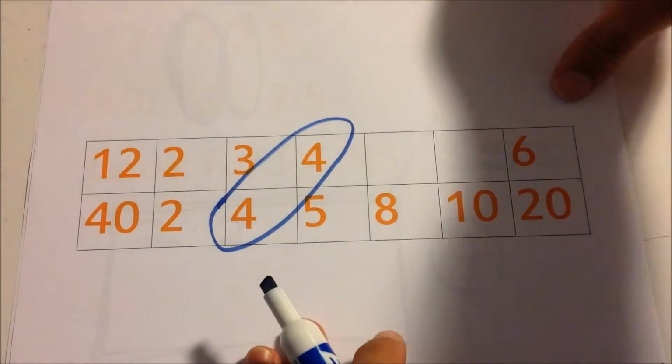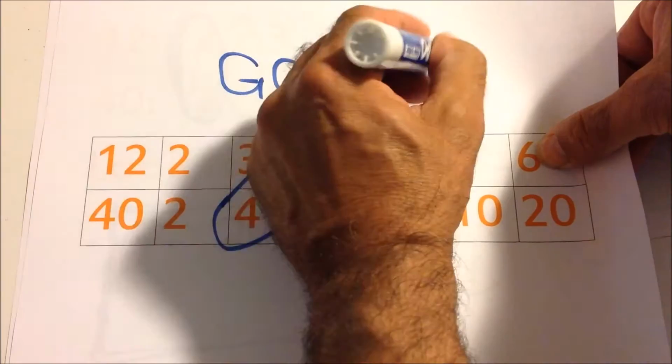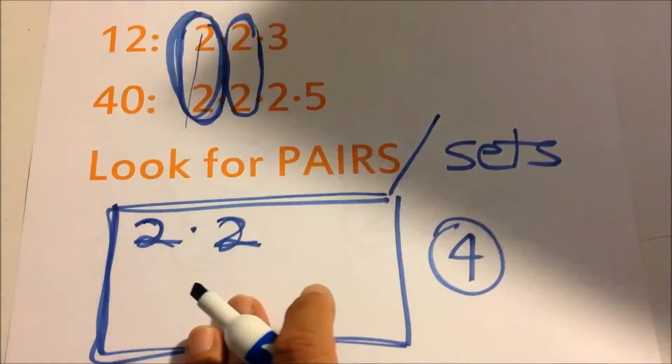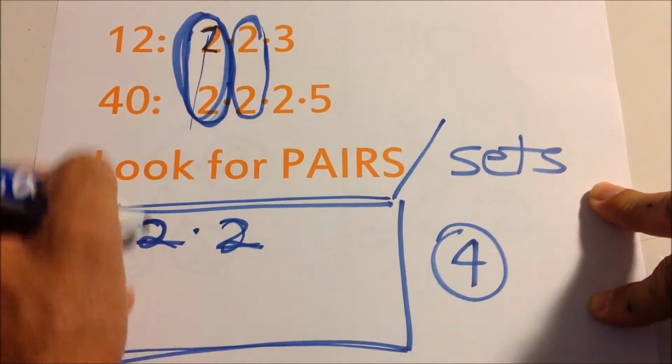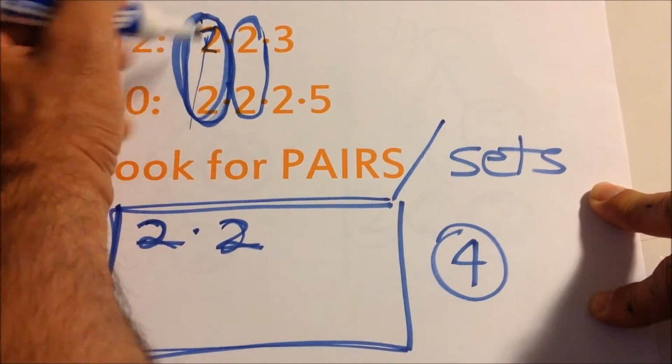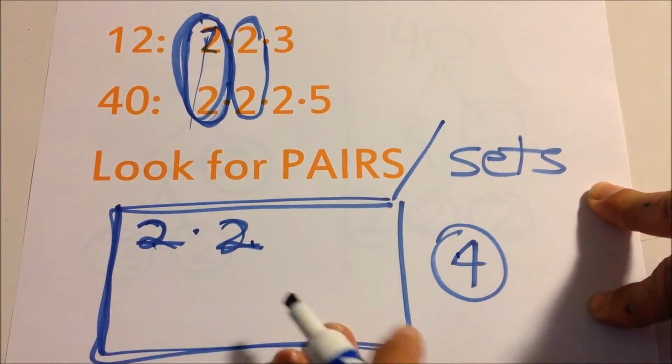That's what they both have in common. So the GCF is 4. The GCF equals 4. The greatest common factor is 4. So again, they shared a 2 because we made a pair. We made another pair because they share another 2, and 2 times 2 is 4.